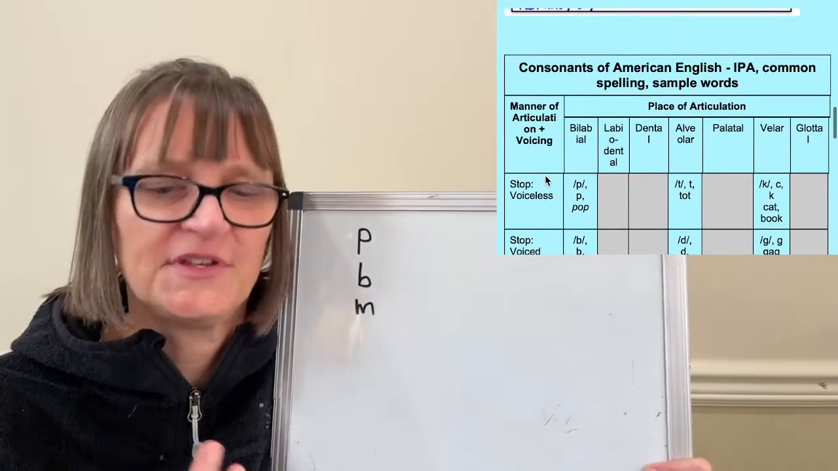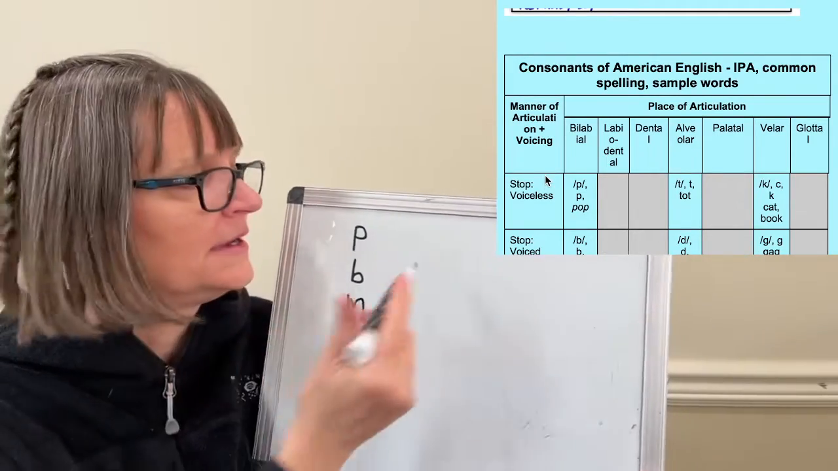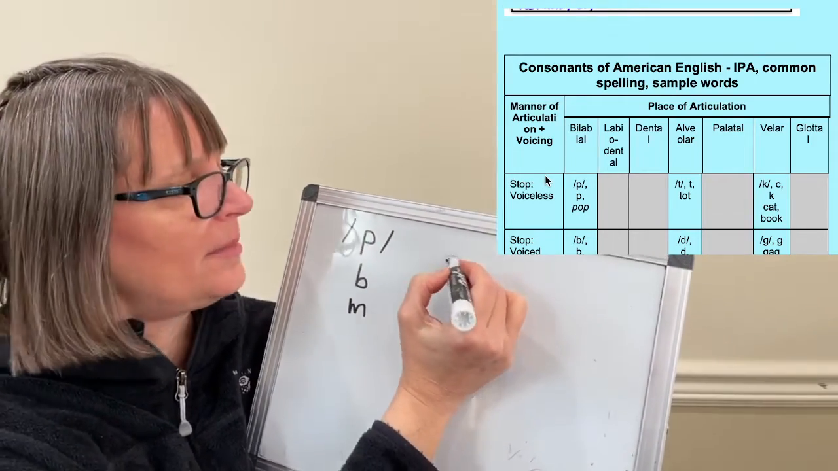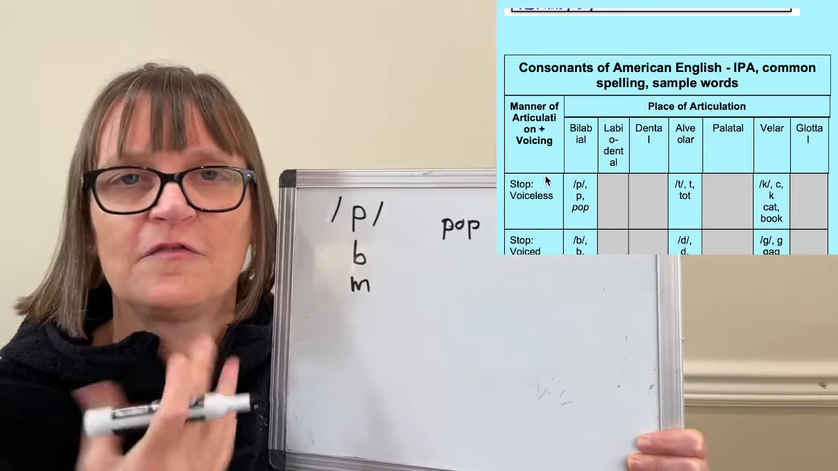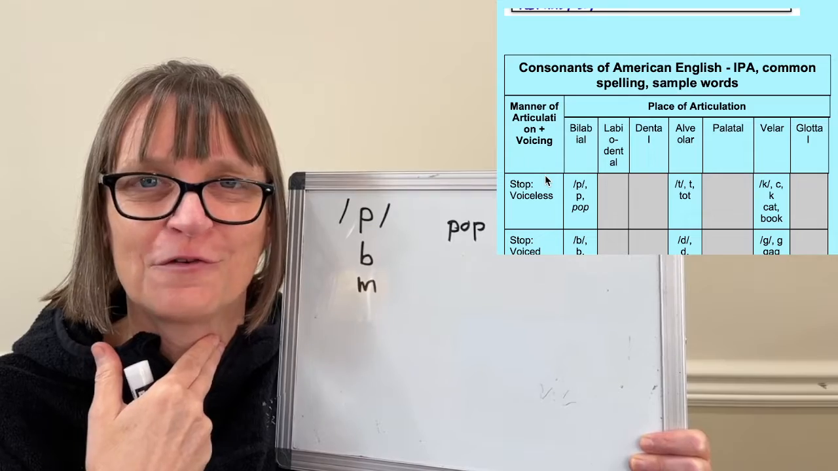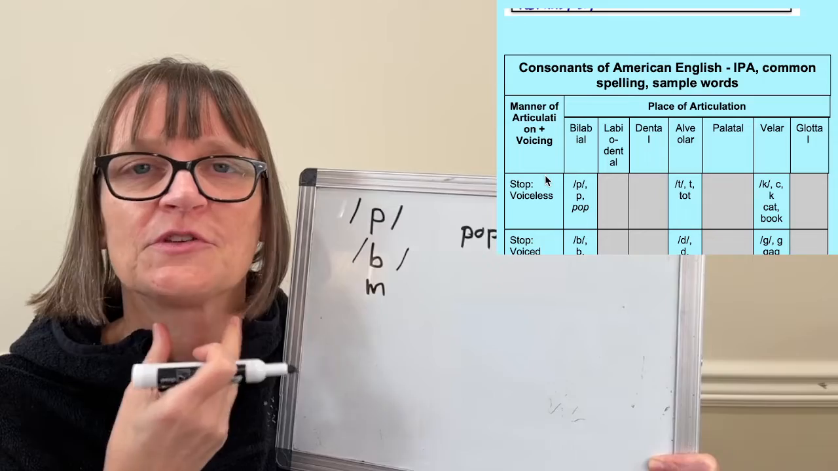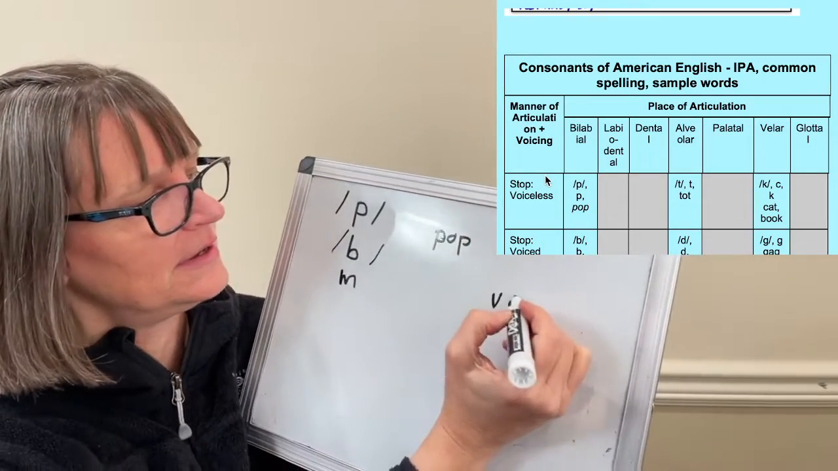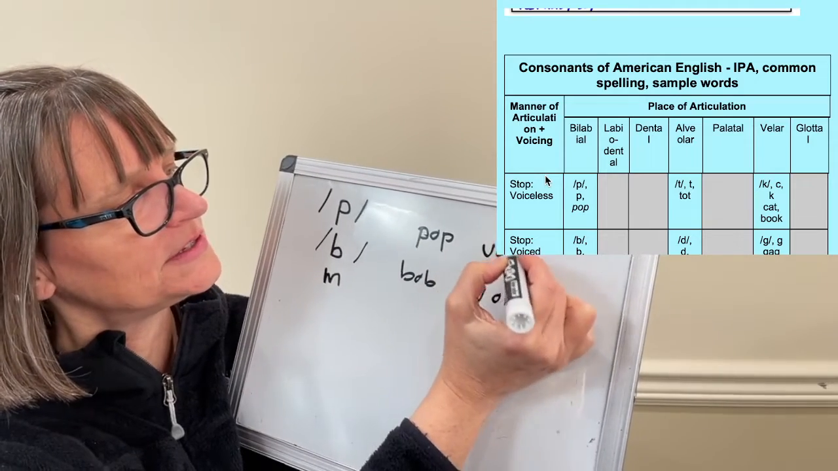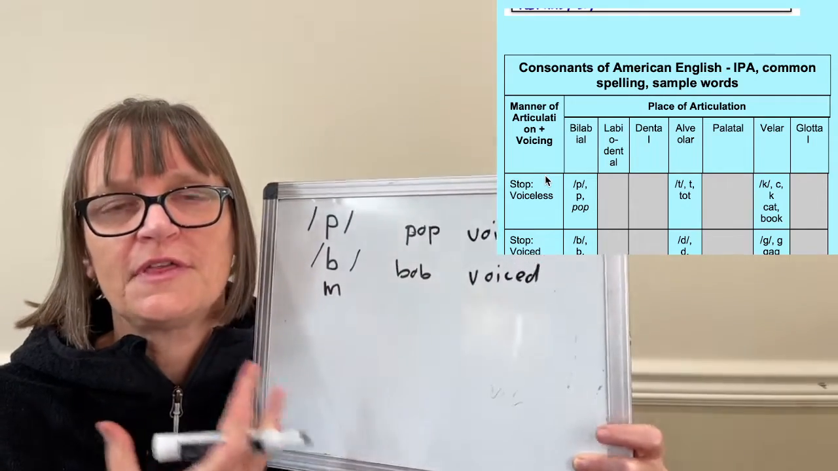And then we also have voicing, which means we have sounds like the p sound that we spell with letter P, like in paper or pop, doesn't have voicing. So when I say p, there's no vibration in my vocal folds, versus when I say b, this vibrates here. So that's called a voiced sound. So voiced like in Bob versus voiceless like in pop.